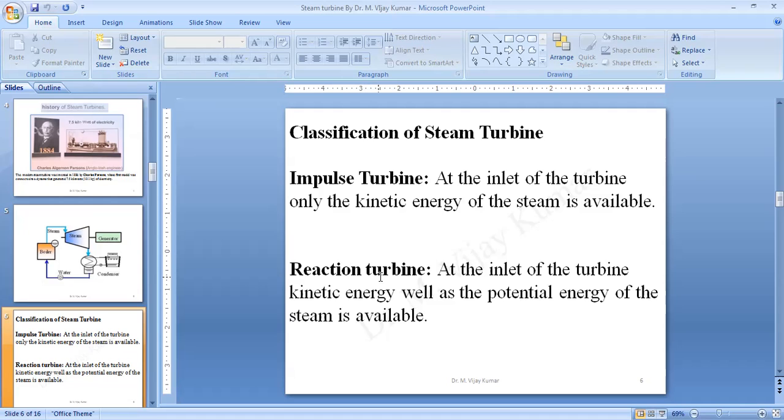If you look at the reaction turbine, at the inlet of the turbine, the kinetic energy as well as the potential energy of the steam is available. When the steam flows through the turbine, there will be kinetic energy as well as potential energy. In the impulse turbine, when the steam flows through the turbine, only kinetic energy will be there, but no pressure energy will be seen here. So this is how they can be categorized.